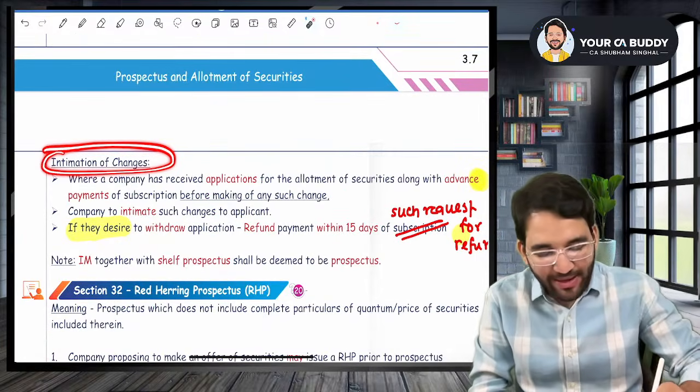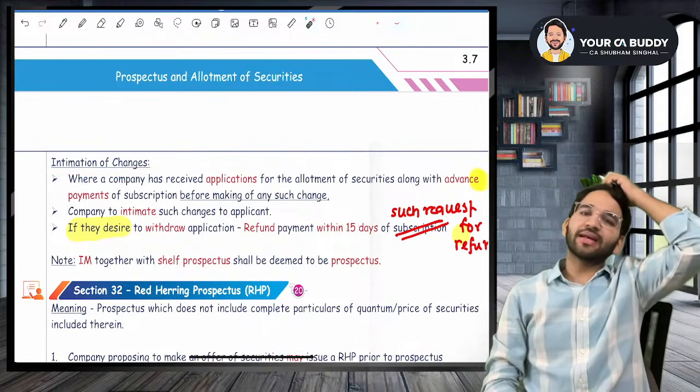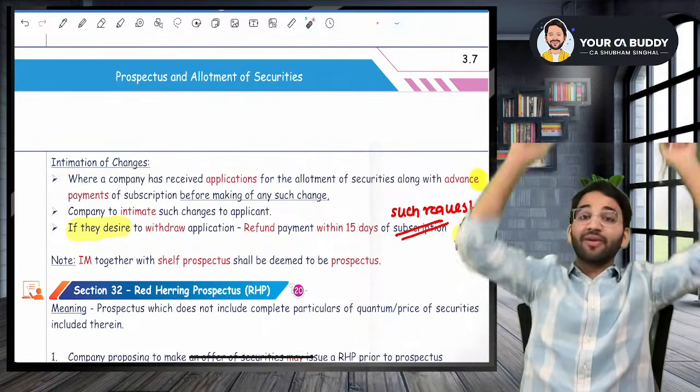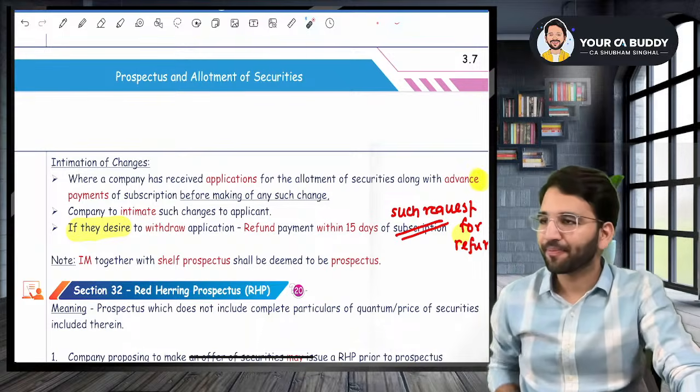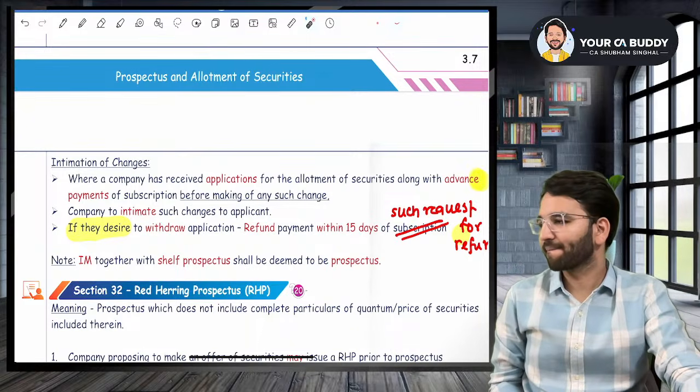Now coming to intimation of changes, listen to me very carefully. Sir, coming to intimation of changes, listen to me very, very carefully. Are you with me? Sir, are you with me?